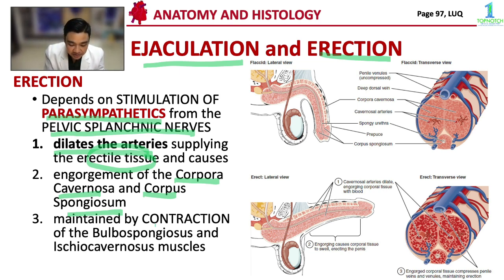And the contraction of the bulbospongiosus and ischiocavernosus muscles on the pelvic floor will sort of impede the drainage of this blood back to systemic circulation. Kumbaga nagkakaroon ng traffic ng blood from its normal flow na dapat ma-drain, nagsi-stay sila longer than expected in the spongy tissues of your spongiosum and your cavernosa.